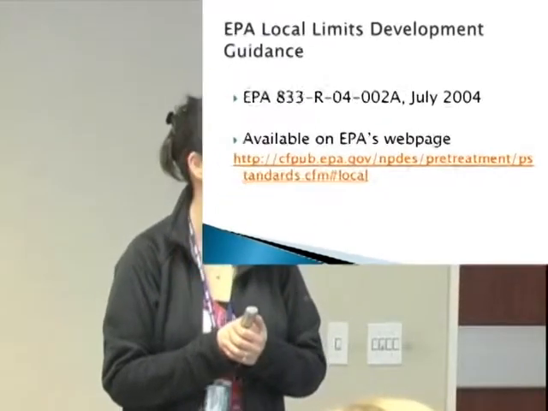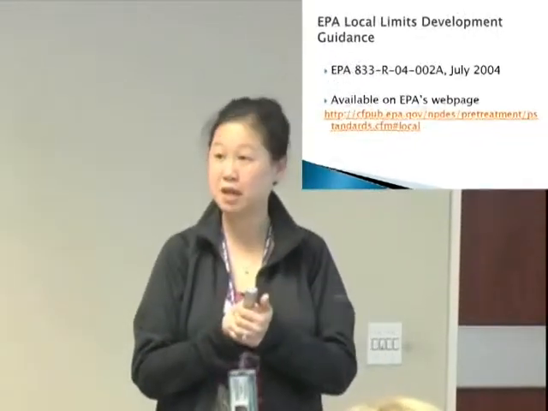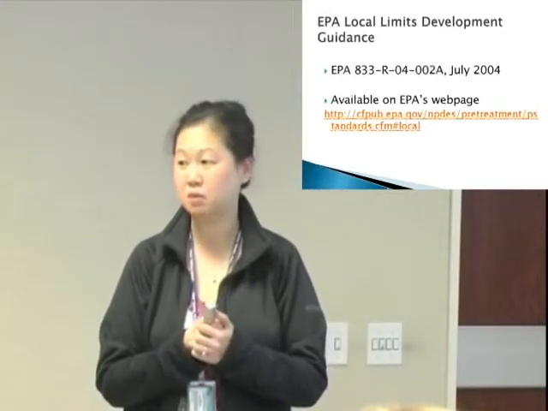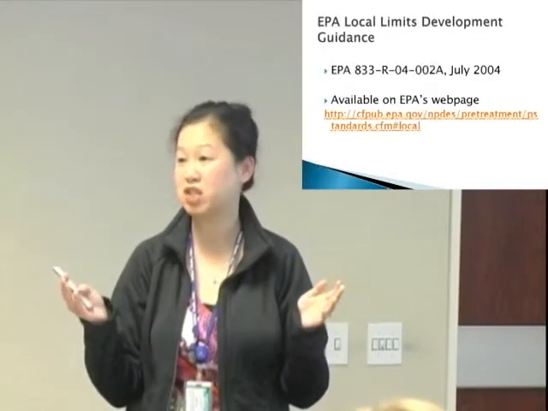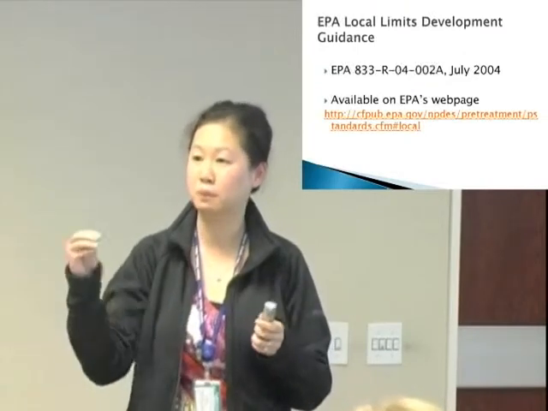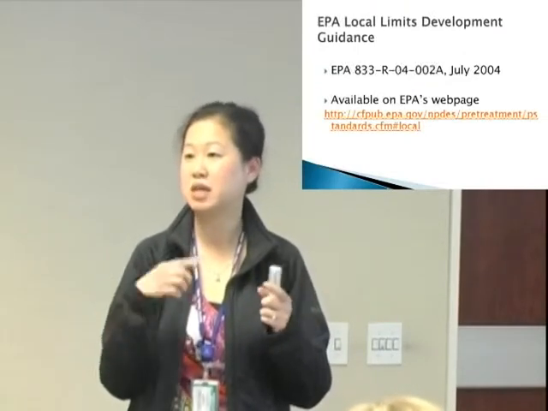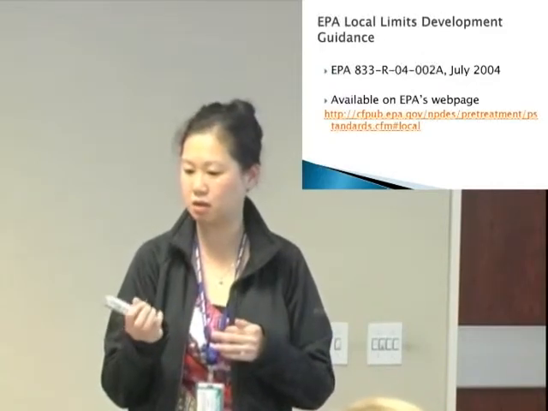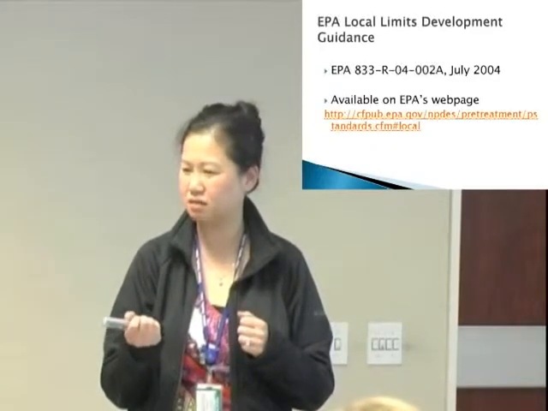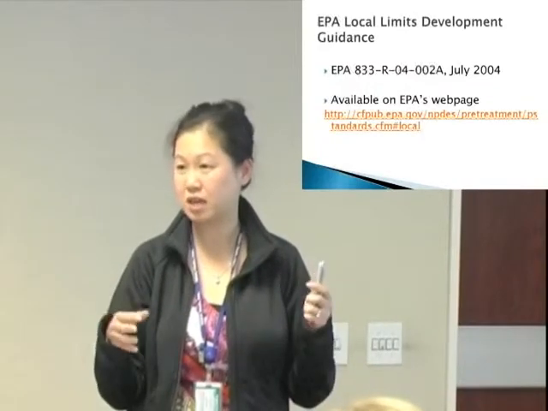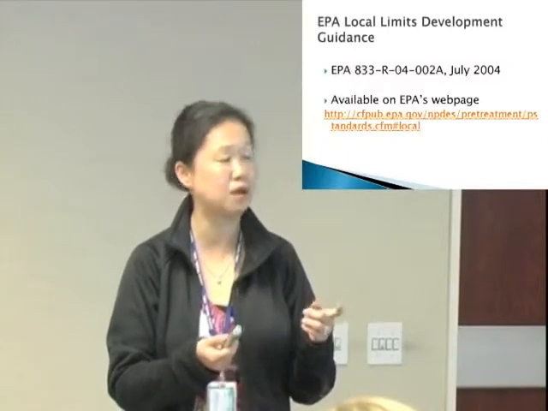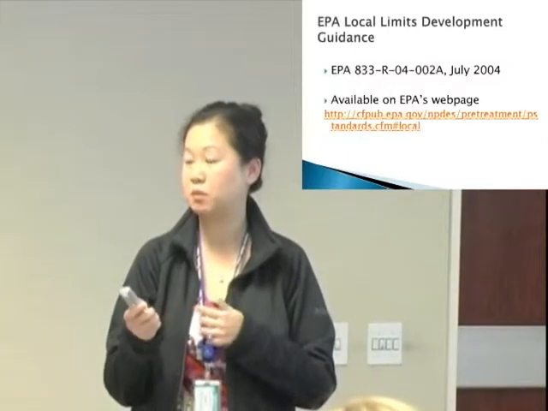EPA has a local limits development guidance manual, and that can be found on this site. Several EPA regions have also developed spreadsheets where POTWs can input their data, and it generates limits for them. The one we like to use in general is Region 5. It's an Excel spreadsheet. They have tables, and it's easy. You can find them by Googling them or going to the EPA region sites.